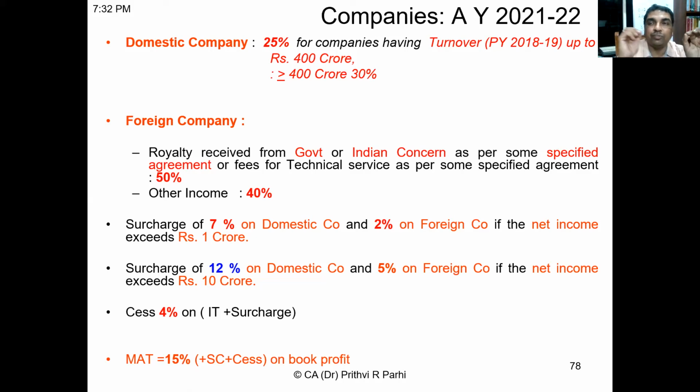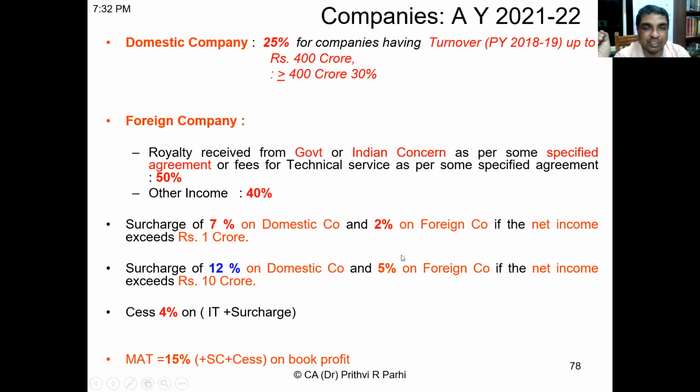Okay. But now you have to remember one more thing. You have to remember the surcharge. Domestic company tax rates are less, foreign company tax rates are more. But surcharge, in case of foreign company, it is less, domestic company, it is more. Reverse, you have to understand it. Surcharge is 7% on domestic company, and for foreign company, only 2%.